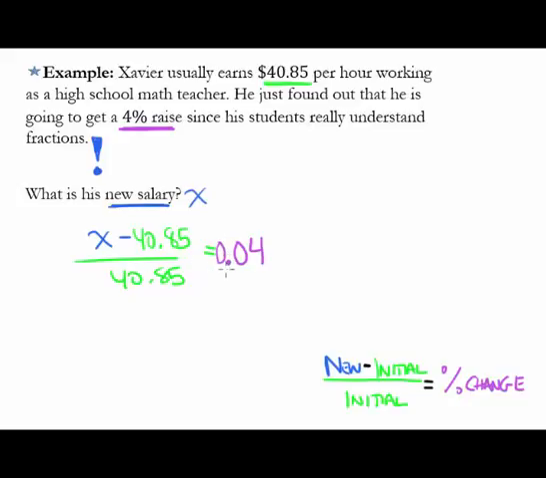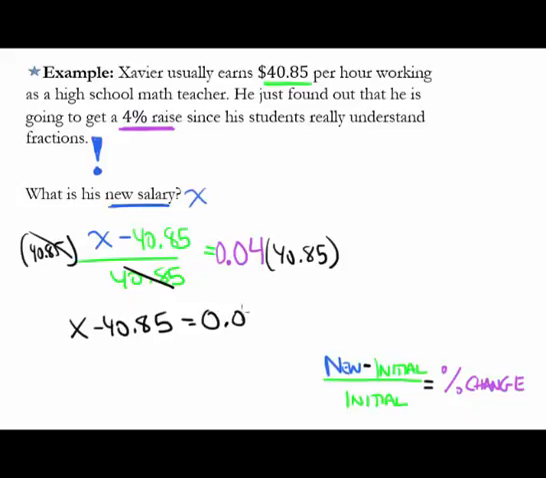And then what can I do? Well, I could cross multiply. It's essentially the same as multiplying both sides by 40.85, on the top and the bottom. These ones cancel. We got x minus 40.85 equals 0.04 times 40.85. Oh, look at all this work. We can, of course, add our 40.85 to both sides of the equation.